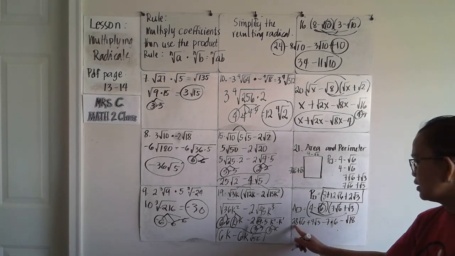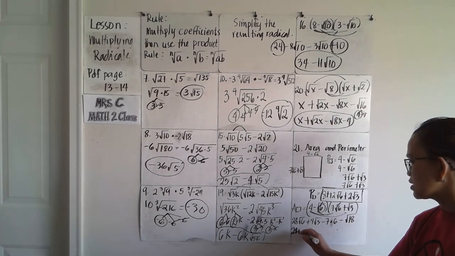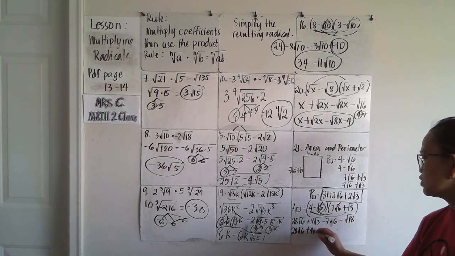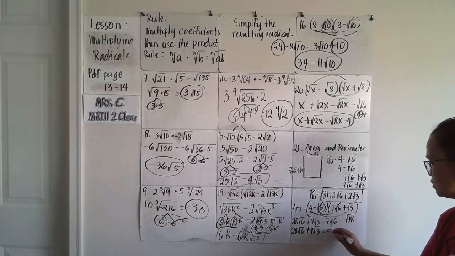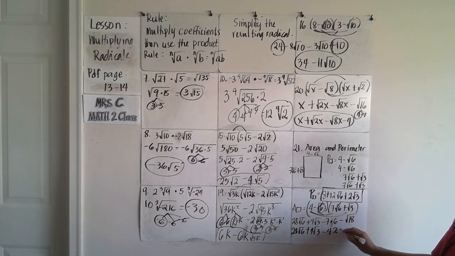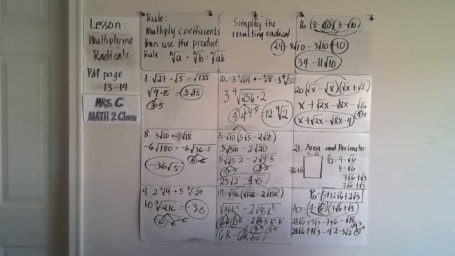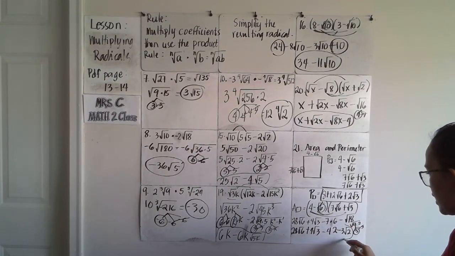Next. So therefore, 28 square root of 6 plus 4 square root of 3. Negative 7 times 6 is negative 42. And then 18 can be factored as square root of 9 and 2. 9 can be factored as 3 and 3. Cancel, take 1. So that will be 3, and 2 left over. So minus 3 square root of 2. Can we simplify it further? I don't think so. So this will be your area.